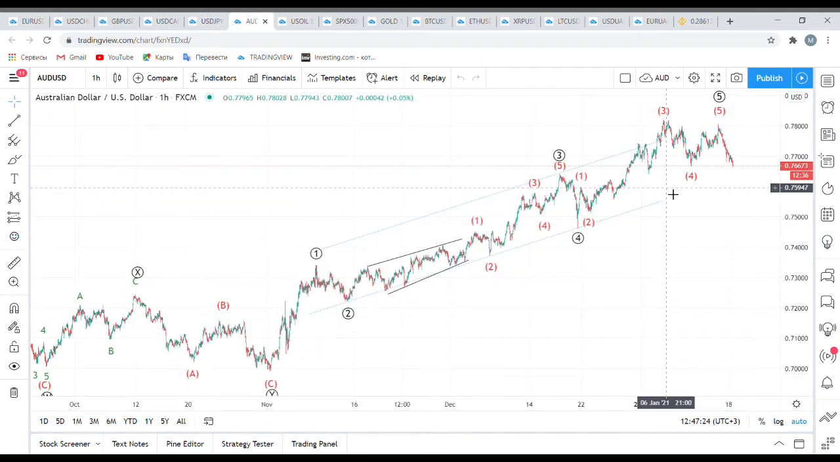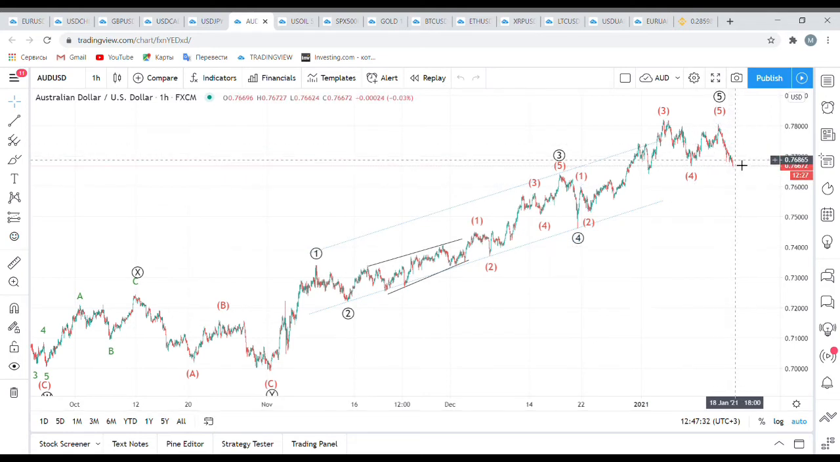The Australian dollar has most likely completed the formation of the impulse and we get wave 1 in the downward direction. After a small correction I plan to look for sales in this pair.